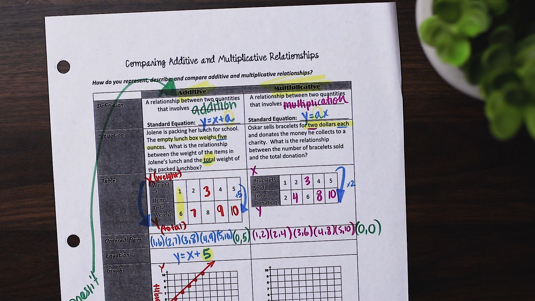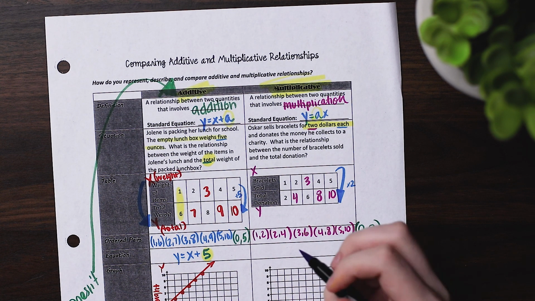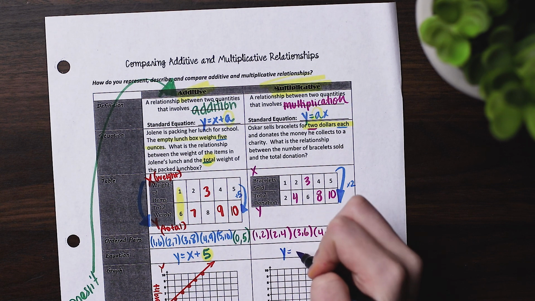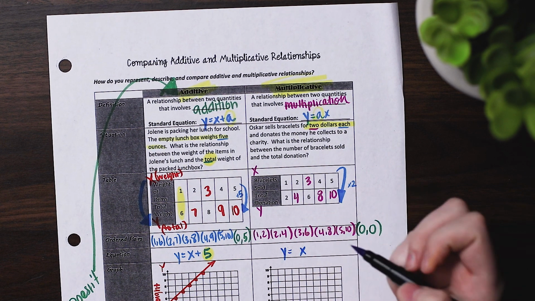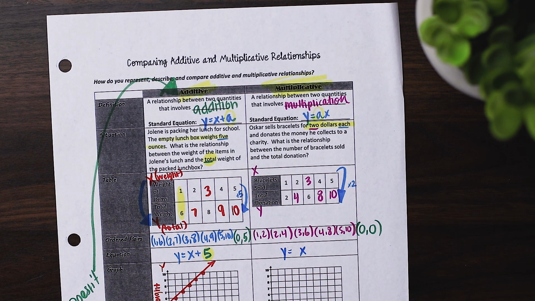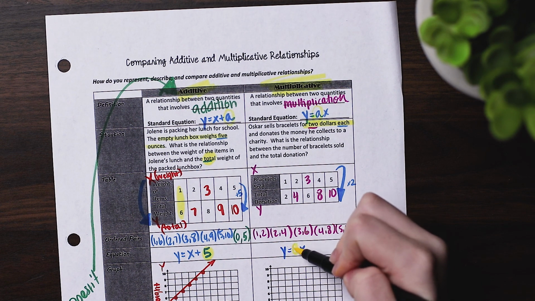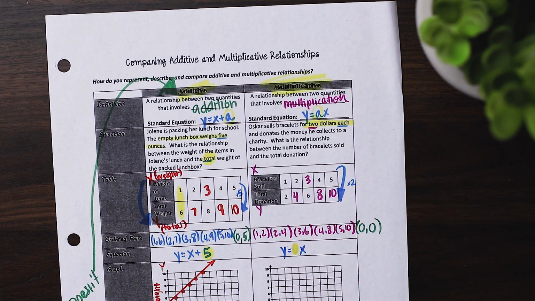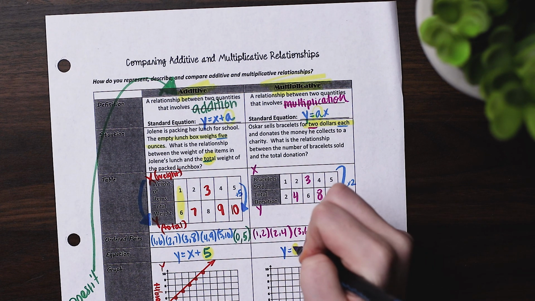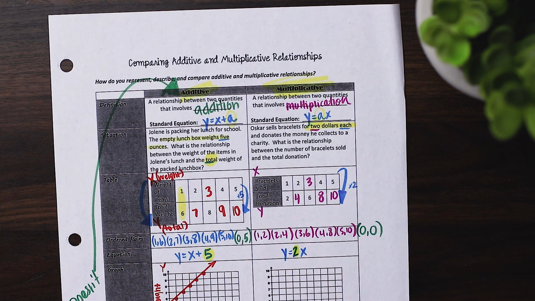Let's do our equation. I know it's going to be y equals ax. So I'm going to put my y. I'm going to leave a little space. I'm going to put my x because I don't know what my a is, but I know it has to go right here. So like I said earlier, I'm multiplying by 2 to get from the top to the bottom in this table. So the number that I need to plug in right here is 2. And that's it. I have my equation y equals 2x.